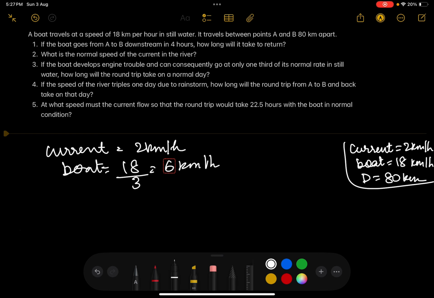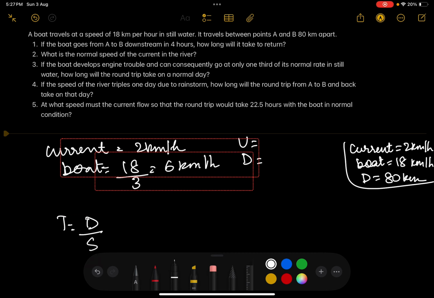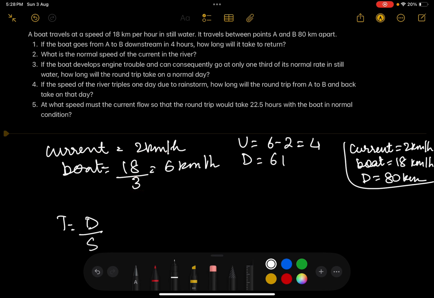Now if you have to find out the time it takes for an overall round trip, what we have to find out is the overall time, and we know that time is distance by speed. Now for speed, we have to find out upstream and downstream, correct? So let's just find out upstream and downstream. Upstream is basically the difference, so 6 minus 2, which is 4, and downstream is 6 plus 2, which is 8. Okay, now we have the overall upstream speed and the overall downstream speed as well.